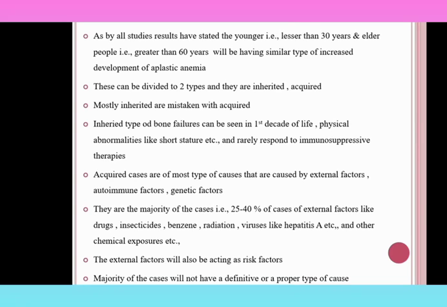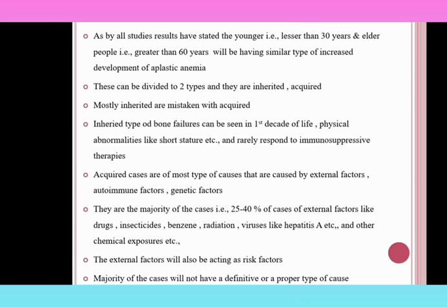Whereas when coming to the acquired cases, most of these are caused by external factors and also autoimmune factors and genetic factors. So these are the inherited cases and acquired cases. Means acquired is not by external factors only, but also by autoimmune factors and genetic factors. Inherited means they will rarely respond to the immunosuppressive therapy.